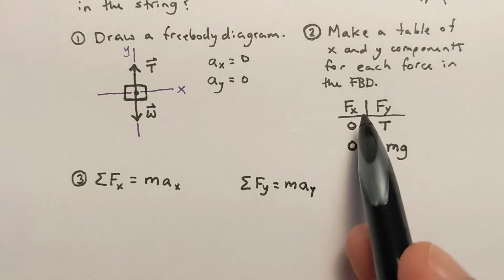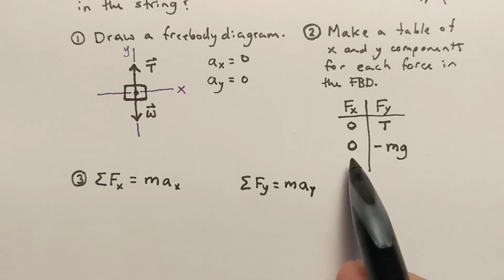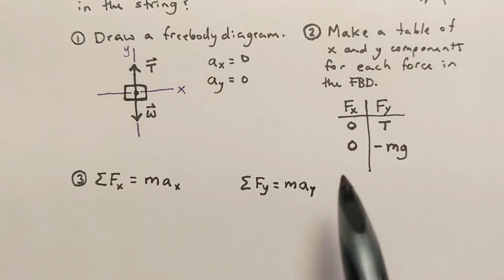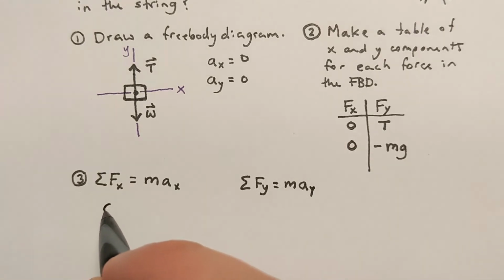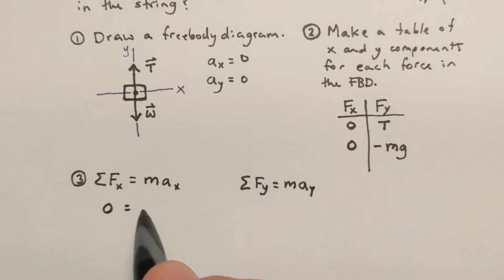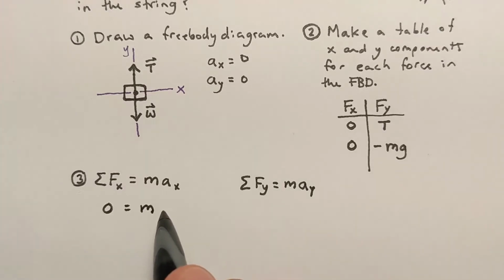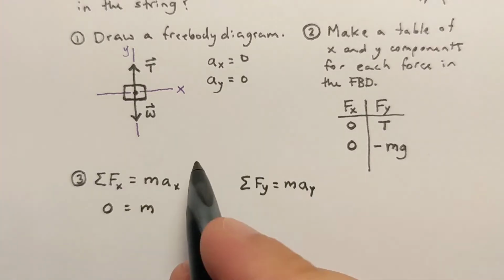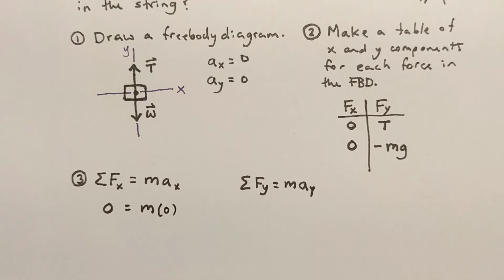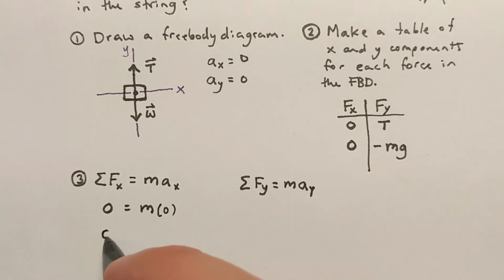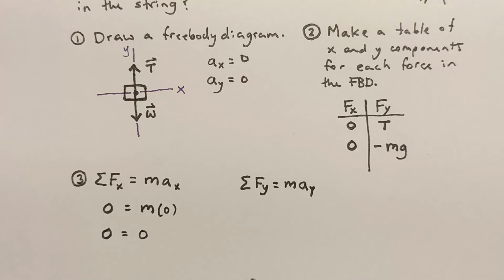Okay, so let me take a look at the table. I'm going to add the forces acting along the x direction. So this is 0 plus 0. 0 plus 0 is 0, equals the mass of the spider, m, times the acceleration along the x direction, which we said was 0. So mass times 0. Any number times 0 is 0. So here we got a very exciting result, 0 equals 0. Okay, not really anything exciting happening in the x direction.